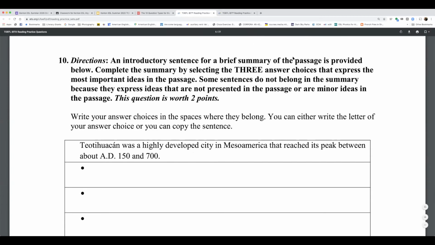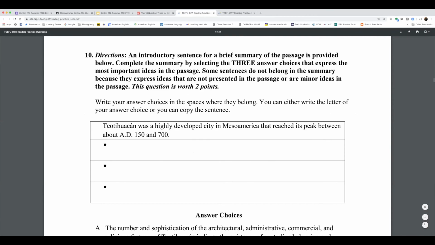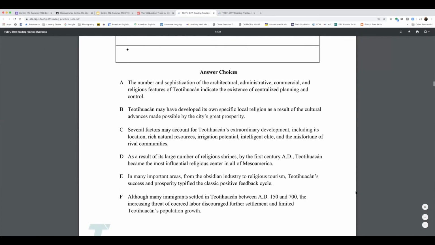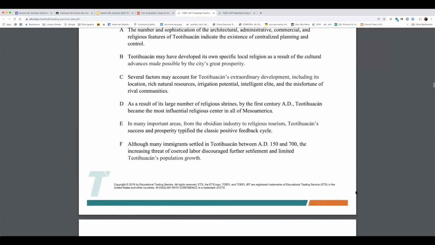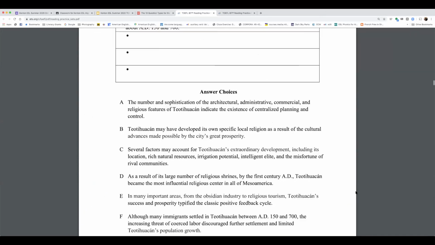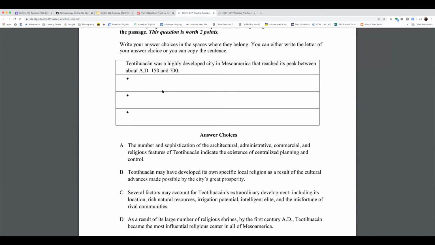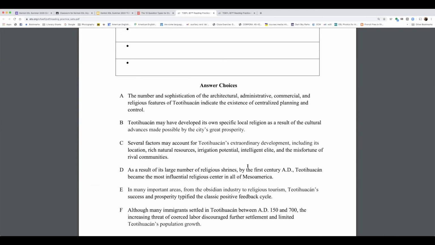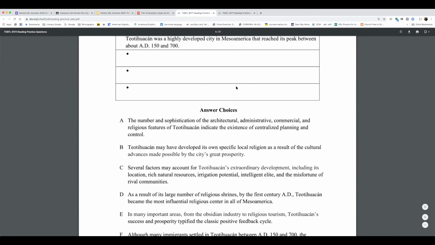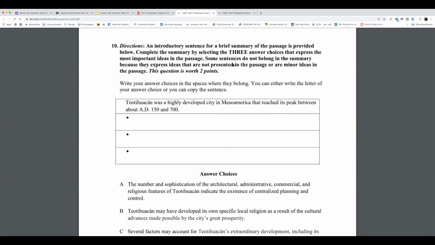So I'm gonna zoom out for just a moment. And if you notice at the bottom of the screen, we have A, B, C, D, E, and F, which means we have to take some time and look at all of those choices and decide, are they important ideas? Because we have to choose 3 of them. And again, if I count, that means there are 6 choices, 3 of them are not going to be used. So I have to find which 3 would be explaining the most important information as a summary. So notice it says some sentences do not belong in the summary because they express ideas that are not presented in the passage or are what we call minor ideas, which means not as important.